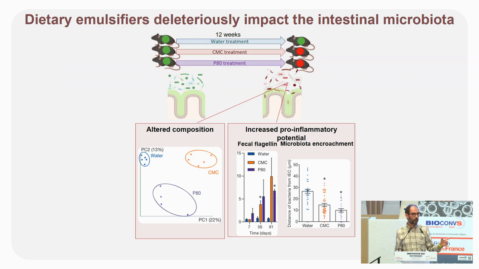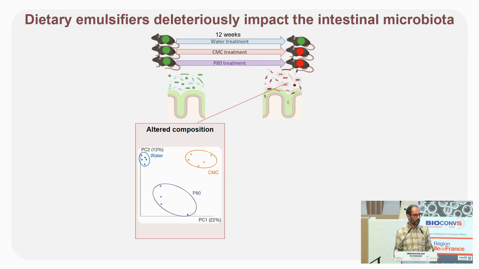You can see that if you treat the mice with two commonly used dietary emulsifiers, this microbiota is getting much more pro-inflammatory by expressing much higher levels of fecal flagellin. The second graph, on the right, is regarding microbiota encroachment, the concept I presented before, where we are able to quantify the localization of the microbiota. You can see that when you fed the mice with dietary emulsifiers, this microbiota is getting in close contact.